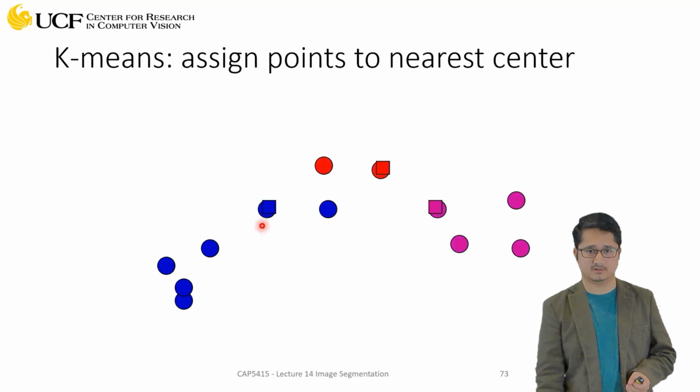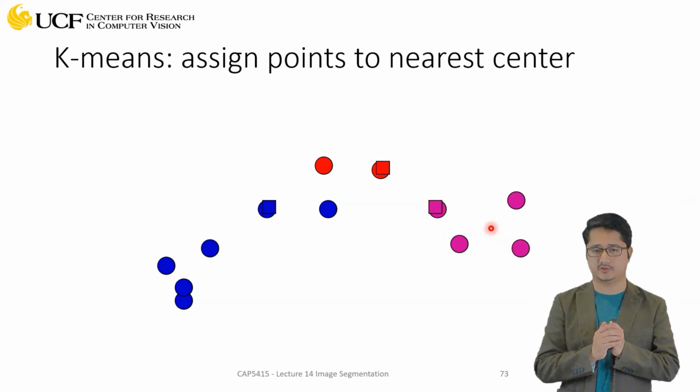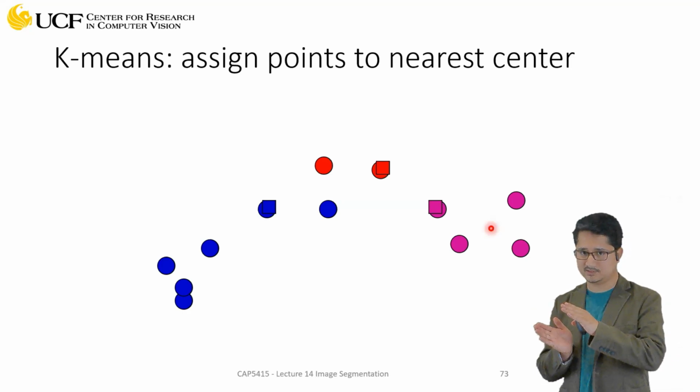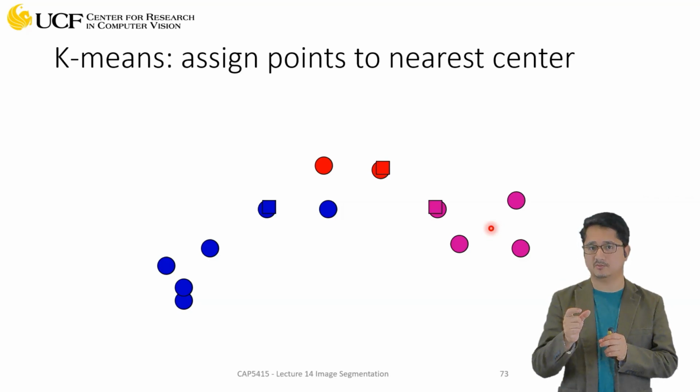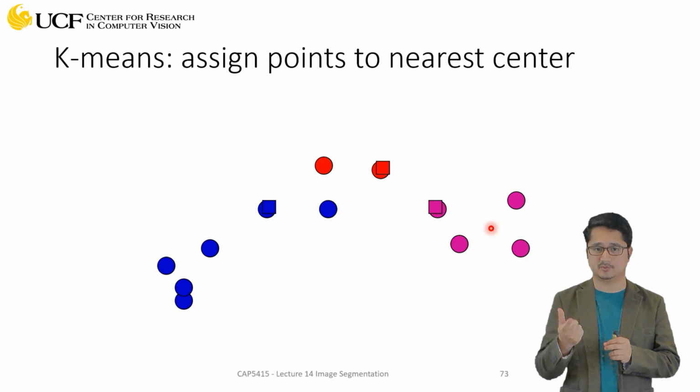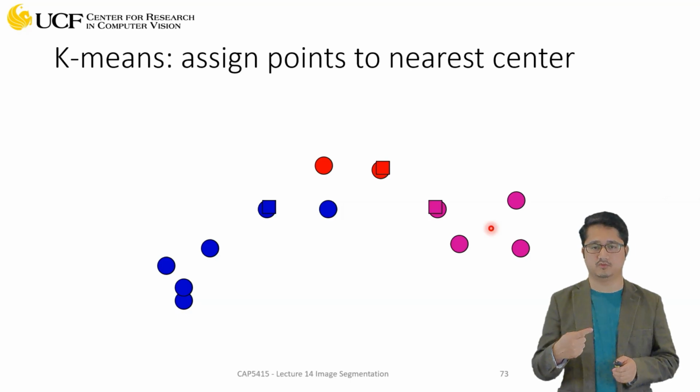If you do that, you see that all the points closer to this blue square will be blue. These 2 points were closer to the red one, so they are marked as red. And all these 4 were closer to the pink one, so they are marked as pink. That's one step of the k-means clustering algorithm. In that first step, you randomly initialized your centers, and then you assigned every sample to these centers based on closeness or similarity. Now you keep repeating this process over and over again.